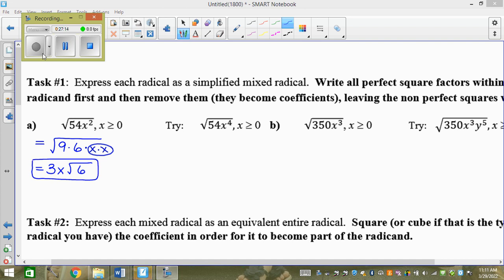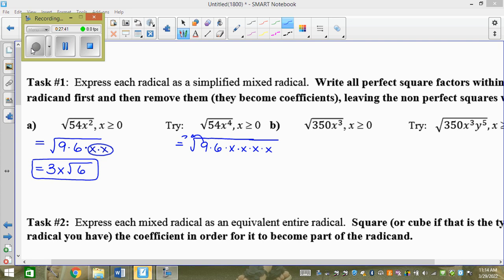Do you see that? Good. Try the other ones. So 54, we break down into 9 and 6. That hasn't changed. And then x^4, we could go x, x, x, x. You can go like this. Or you could write it as x squared times x squared, correct? Because for every x squared, I get 1x. For every x squared, I get 1x. So I can write it like this.